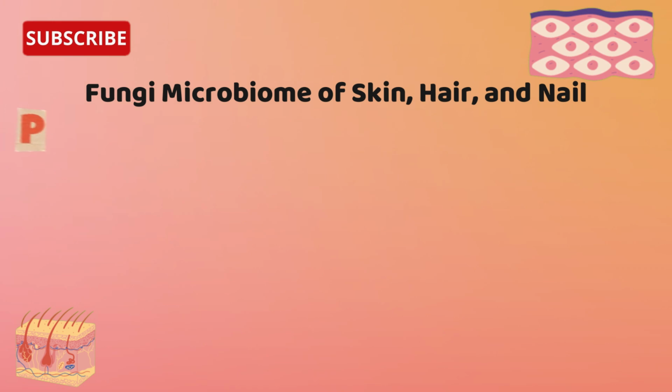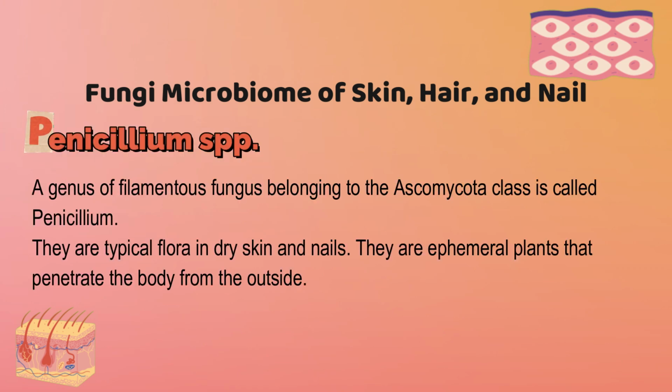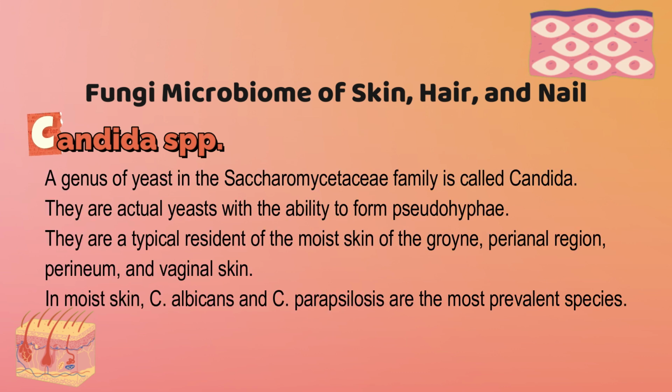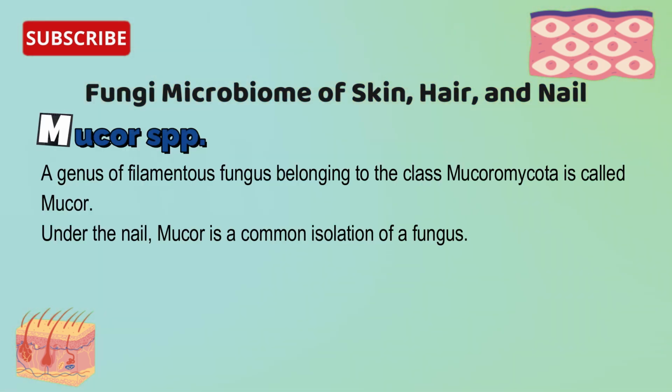Next is Penicillium species. A genus of filamentous fungus belonging to the Ascomycota class is called Penicillium. They are typical flora in dry skin and nails. They are ephemeral plants that penetrate the body from the outside. Next is Cladosporium species. A genus of filamentous fungus belonging to the Ascomycota class is called Cladosporium. They are sporadic species of dry skin and nail flora. Mucor species. A genus of filamentous fungus belonging to the class Mucoromycota is called Mucor. Under the nail, Mucor is a common isolation of fungus.